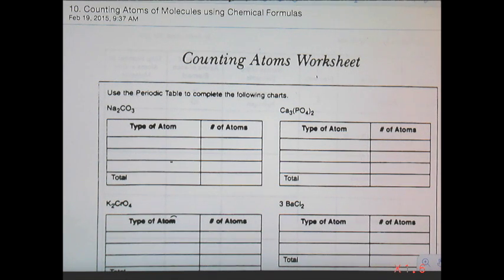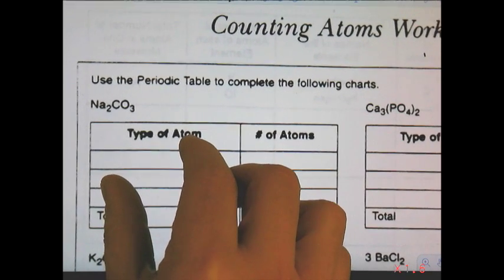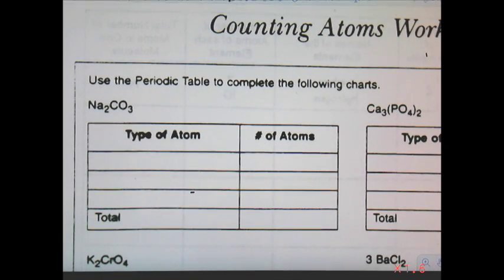In this section, we're going to learn how to count the atoms of molecules using the chemical formula. The chemical formula gives us the information about what elements are present and how many of them. Let's take a look, for example, at this first example, sodium carbonate. The good news, you don't have to be concerned about the name of the compound. In fact, you'll be learning how to name compounds primarily in grade 10 and in more detail in grade 11.